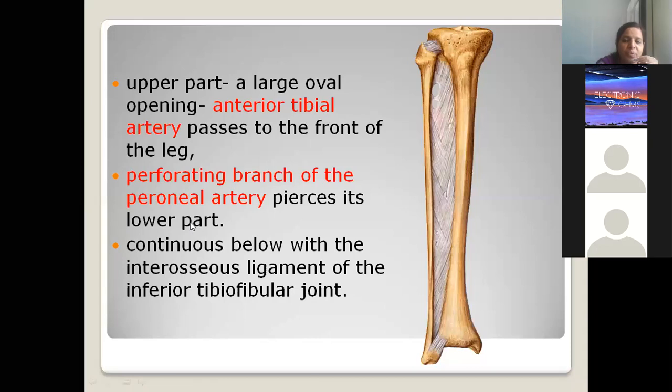What did you ask, ma'am? Posterior tibial artery is a branch of which artery? Sorry, peroneal artery or fibular artery is a branch of which artery?